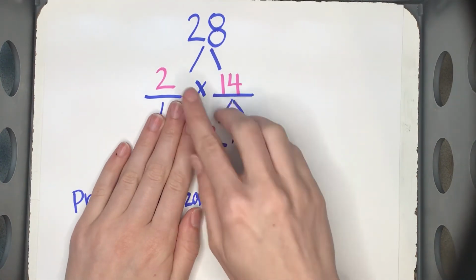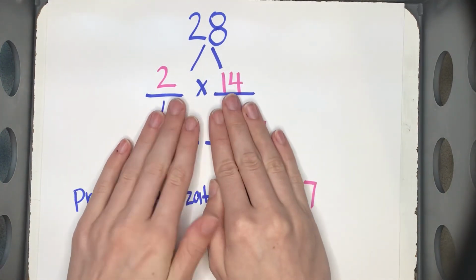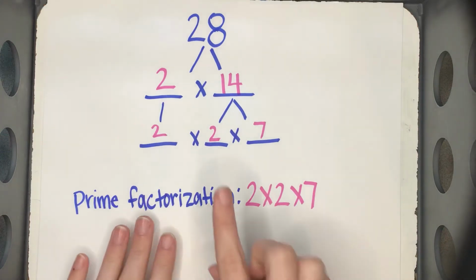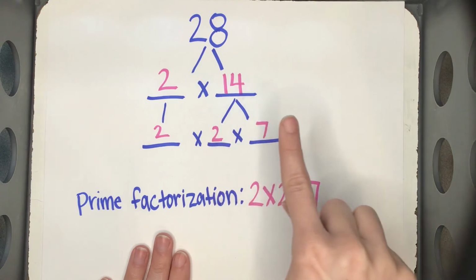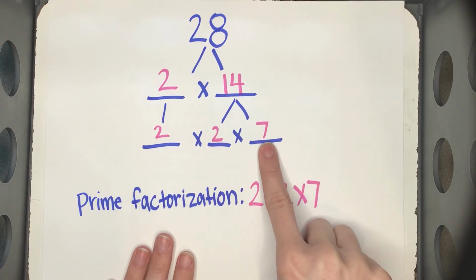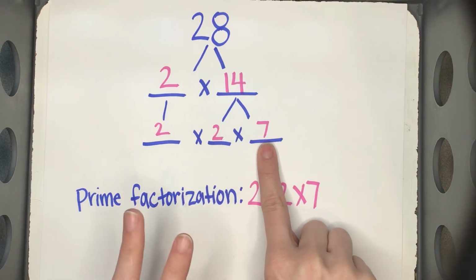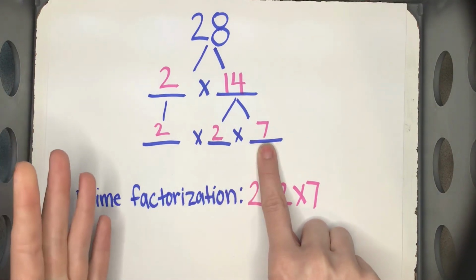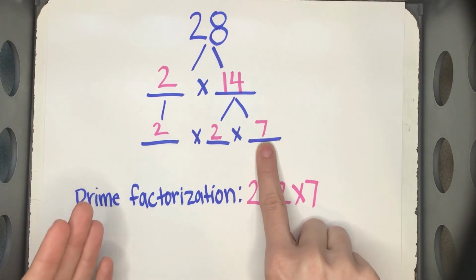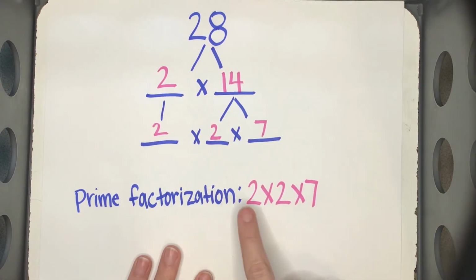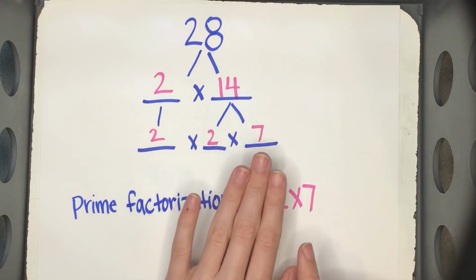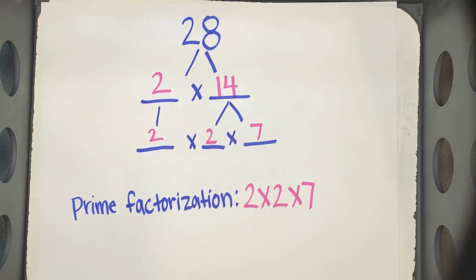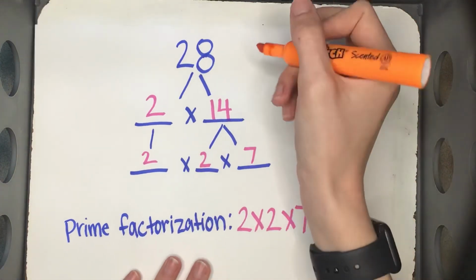Then I thought, all right, can I break apart 2? Nope, it's prime. Can I break apart 14? Absolutely. 2 times 7 equals 14. Can't break apart 2, it's prime. Can't break apart 2, it's prime. 7. That one had to make me think. Can I multiply 2 numbers to get 7? Other than 7 times 1? Nope. So, my prime factorization is 2 times 2 times 7. If I wanted to double check this, I could go 2 times 2 is 4. 4 times 7, 28. That is how you make a factor tree.